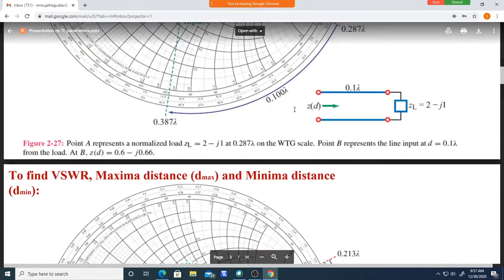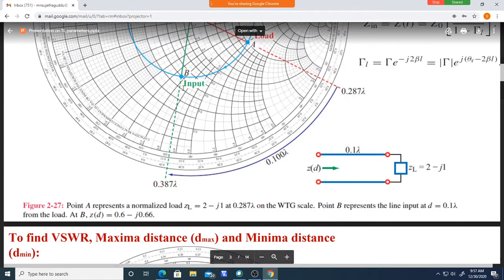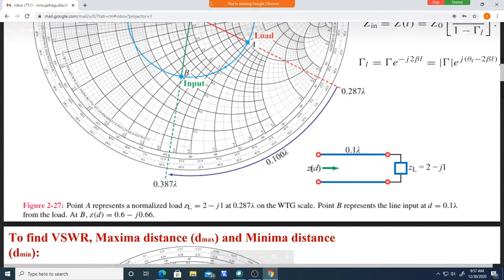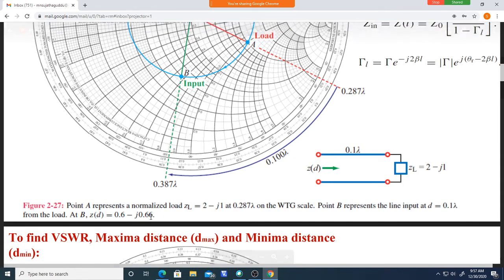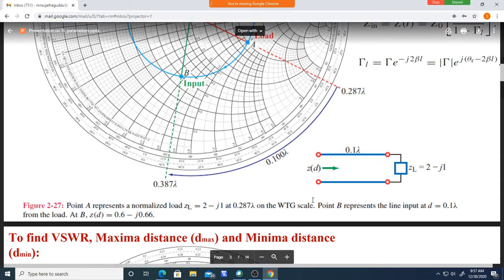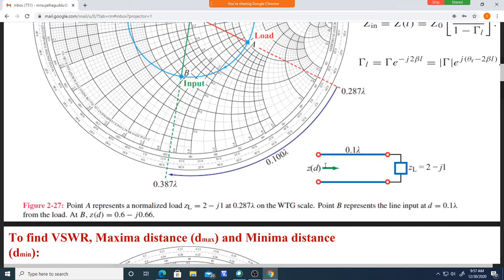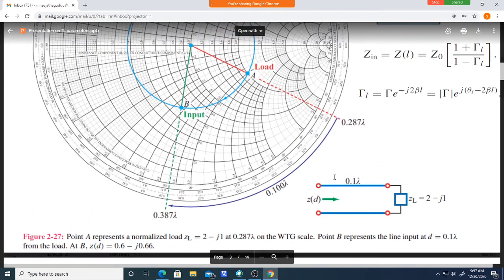So what is the impedance here now? That is from the Smith chart. It is 0.6 minus 0.65. See here, 0.6 minus 0.66. Okay, so this is the impedance at 0.1 lambda. So you can easily find the impedance on the transmission line from the Smith chart.